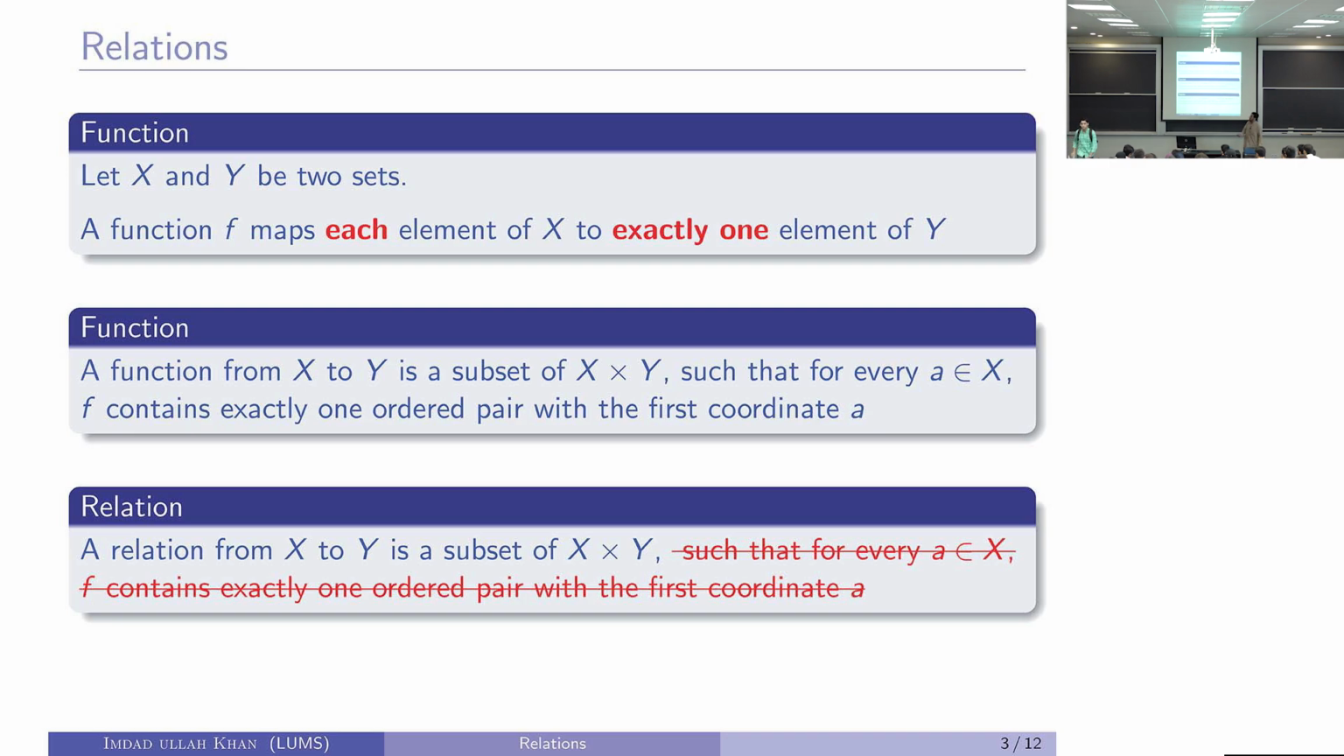Here x is called the domain of the function, and y is called the codomain of the function. In the mapping, the element x is the pre-image, and the element of y that it is mapped to is called the image.